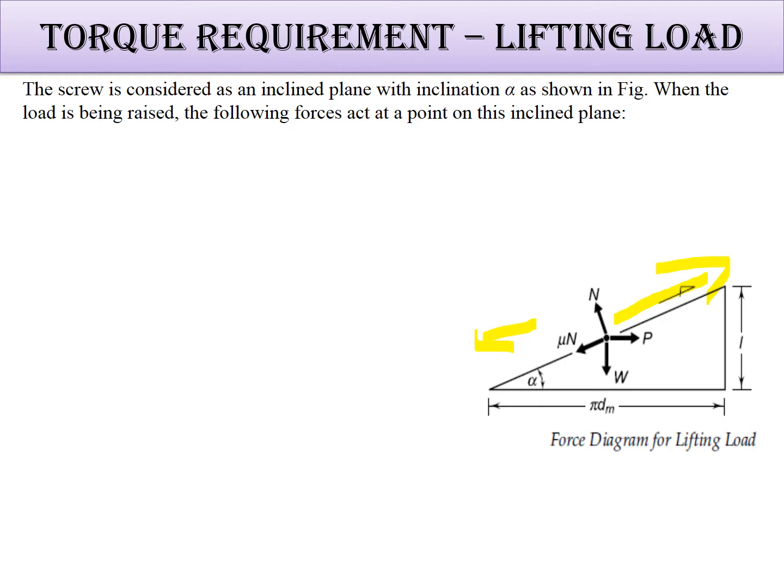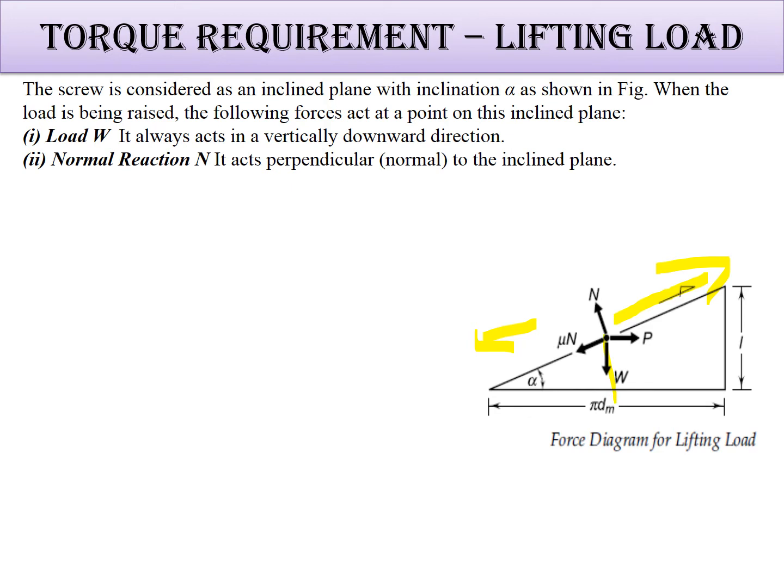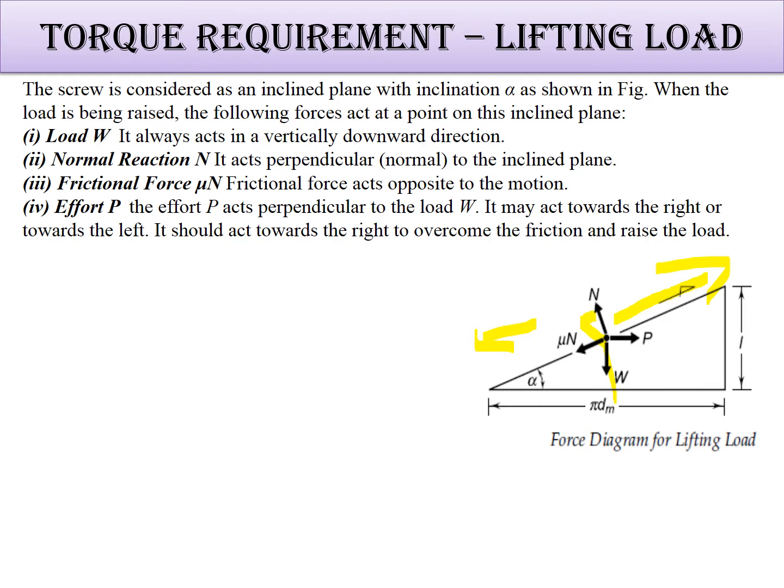It is load W acting here. W acts in the vertical downward direction, which is shown here. The normal reaction is perpendicular to the inclined plane, making an angle of 90 degrees. Mu n is in the opposite direction, and P is nothing but the effort. This is important: this effort is perpendicular to the load W. See here, it is making an angle of 90 degrees.